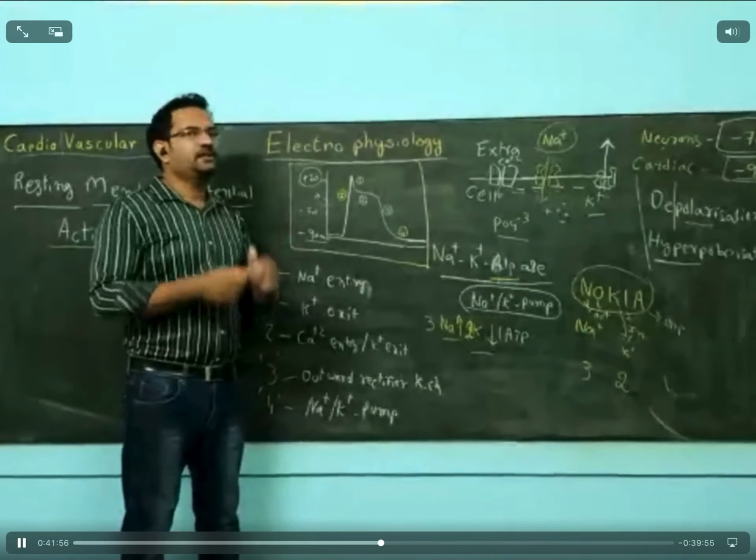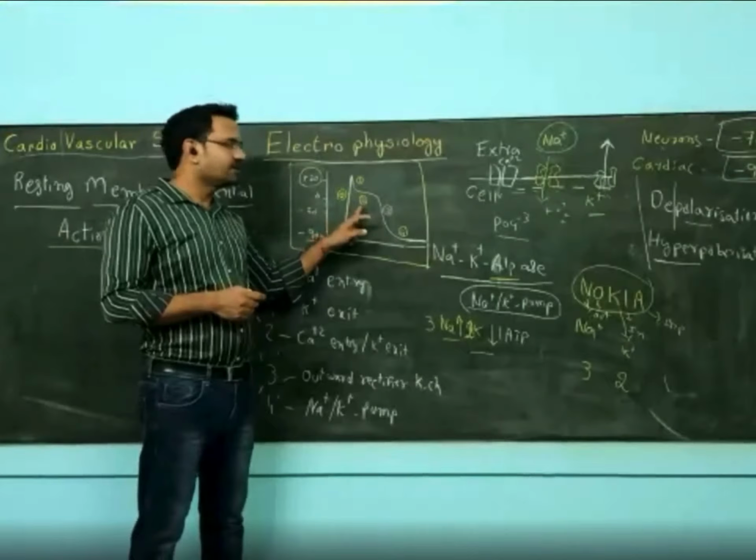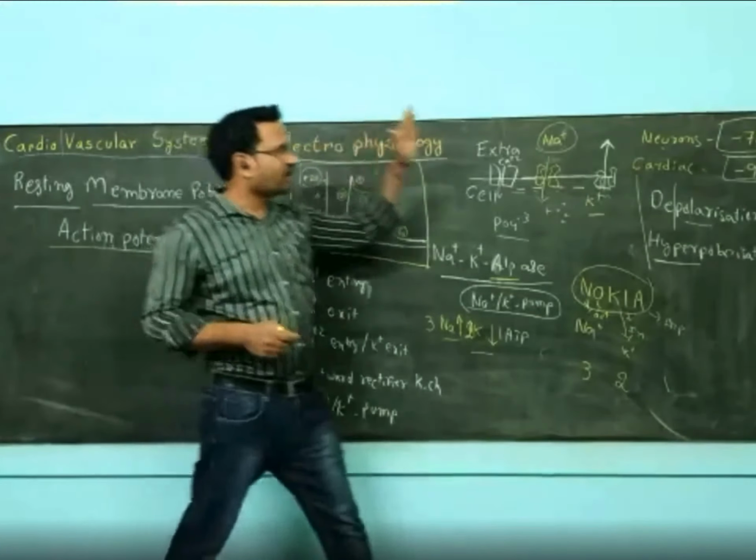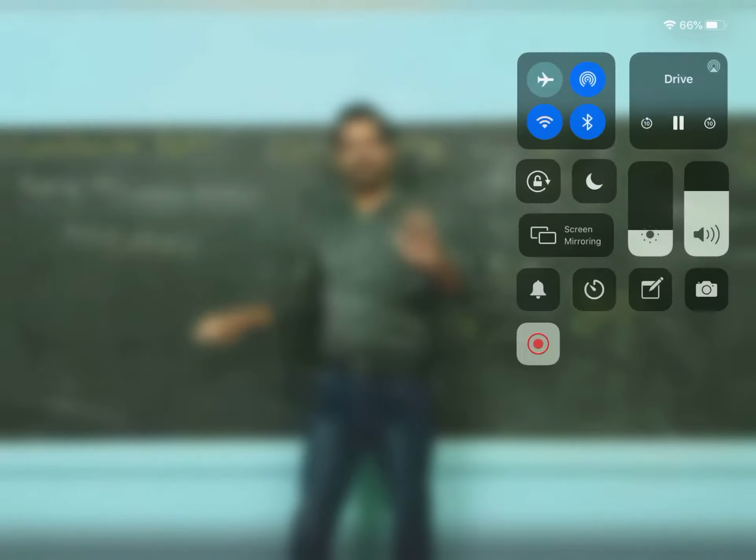This is what happens in cardiac cells. The important one, as I told you, is calcium entry. The rapid rise and fall of this depolarization is called the action potential.